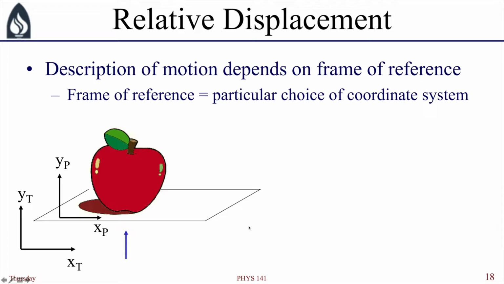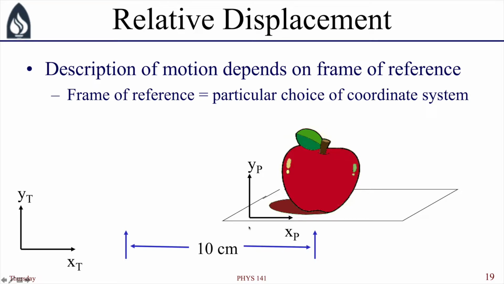Now let's suppose that the piece of paper is resting on a table, and we have a coordinate system that is affixed to the surface of the table. Now let's take the piece of paper and pull the apple forward by 10 centimeters. According to the frame of reference of the table, according to this coordinate system we have taped to the table, the apple has moved a distance of 10 centimeters. It's undergone a 10 centimeter displacement.